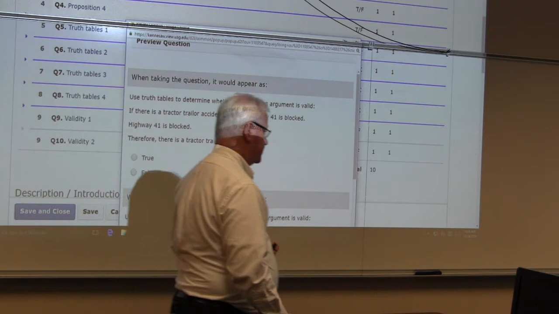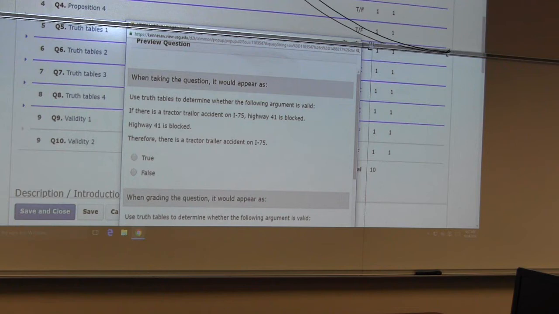Now, when you really put that together, let's say you had that argument, and I came back and said, well, wait a minute, what if there's an accident on 41? Wouldn't 41 be blocked? But there's no accident on 75, is there? Or there's maintenance or construction on 41?